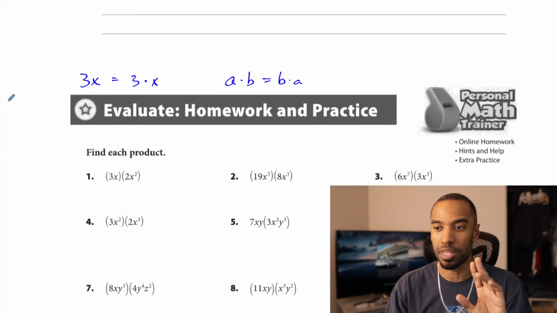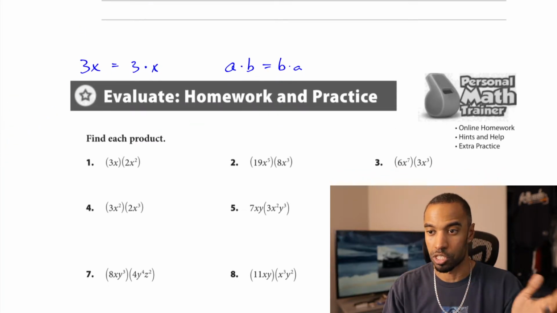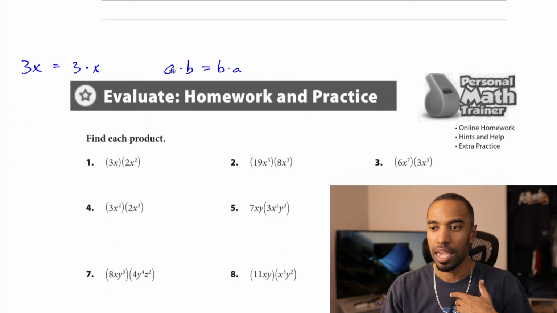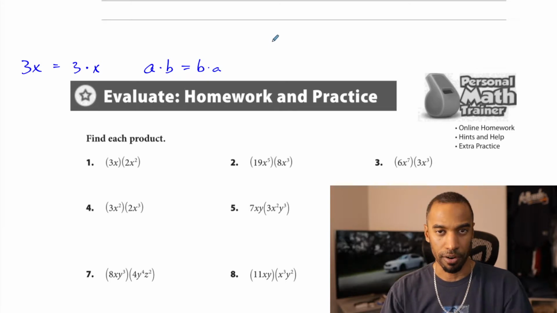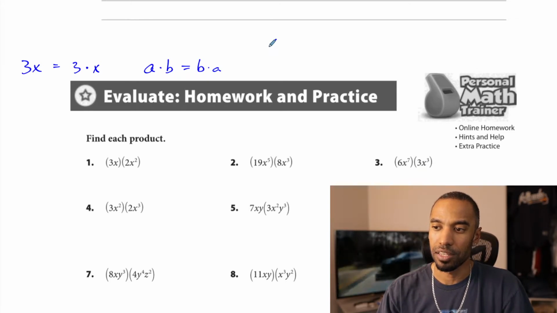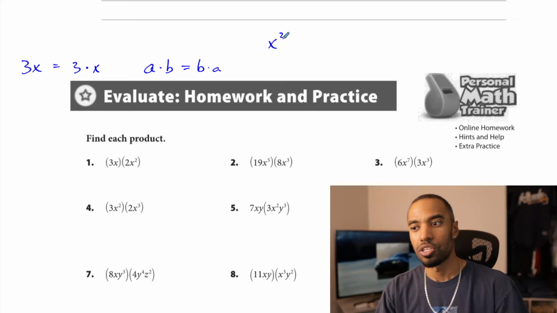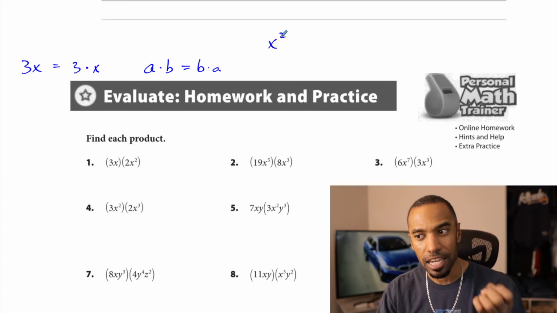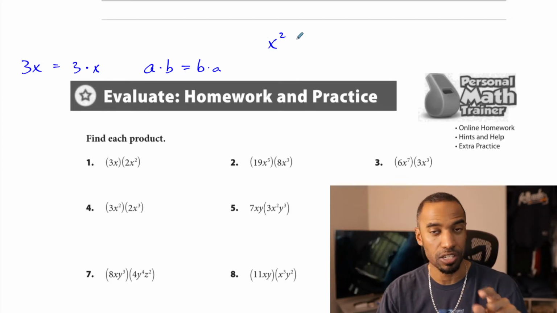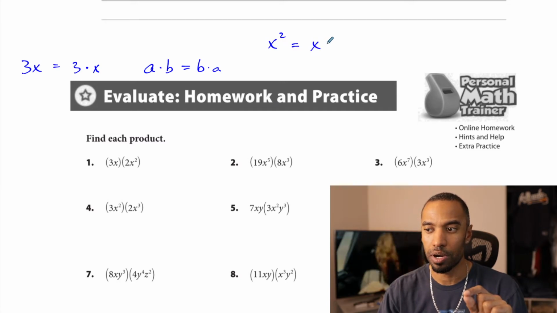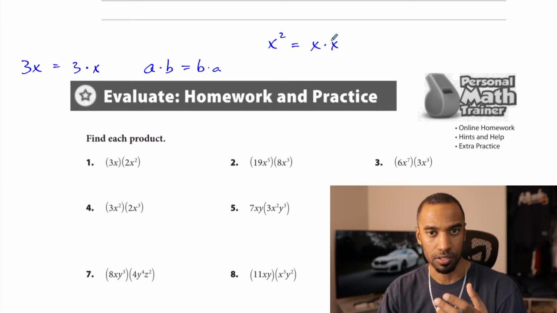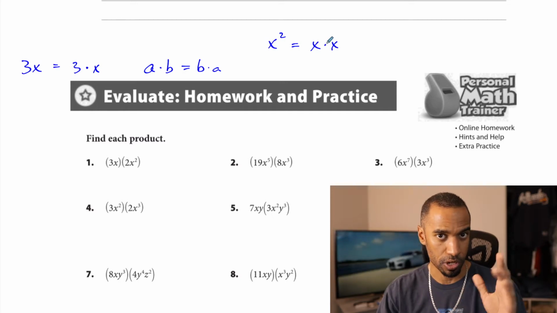Oh, I'm sorry, there's one more thing I want to mention. It's the bigger thing that's actually much more important with this, is multiplying variables. When you have something like x squared, to the second power, this exponent means how many x's are multiplying with each other. X squared means x times x. So those are 2 x's multiplied with each other. Want to make sure you know that.